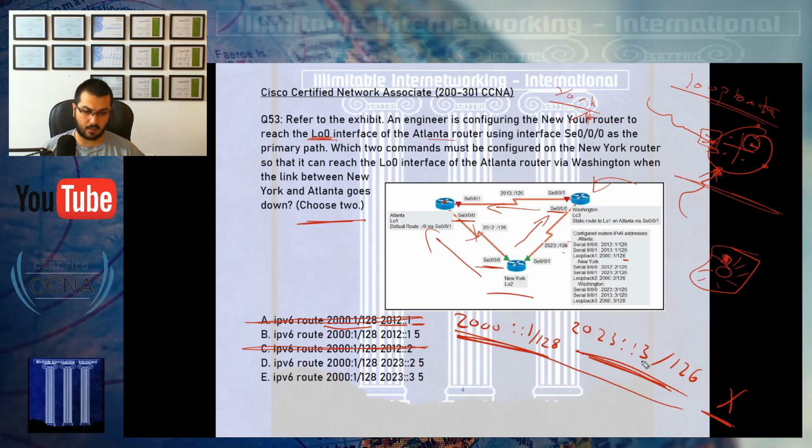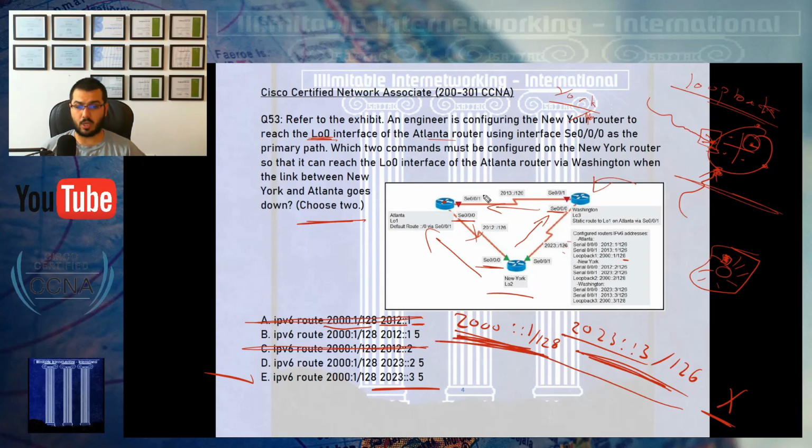But what we need is that this destination 2023::3. So this is step number 1. I need to use this IPv6 static route to route the subnet from New York to Washington. Step number 2, to complete the route as a second step from Washington to the end, which is to Atlanta. It should be using the same destination, so it will be the same one.